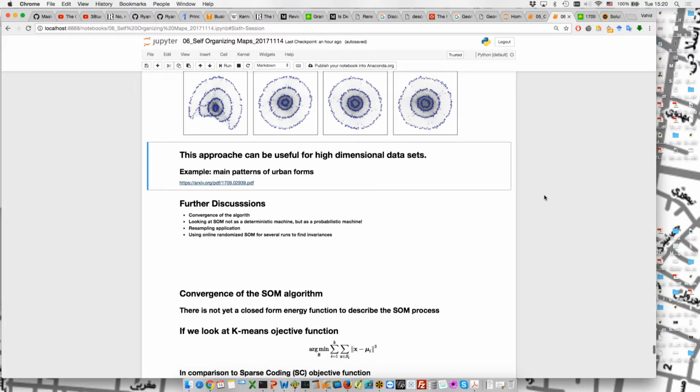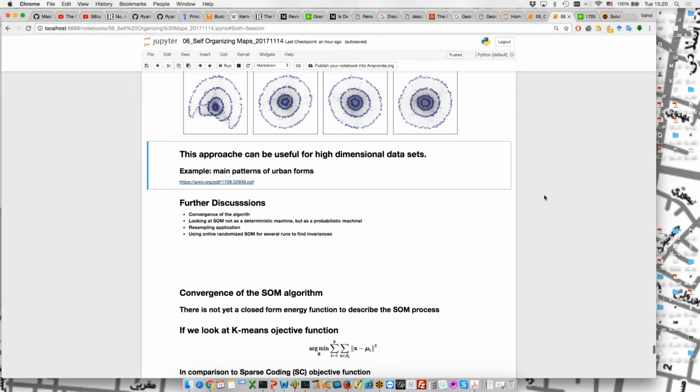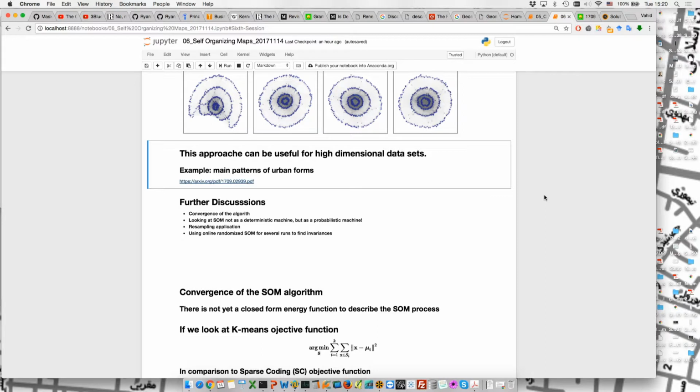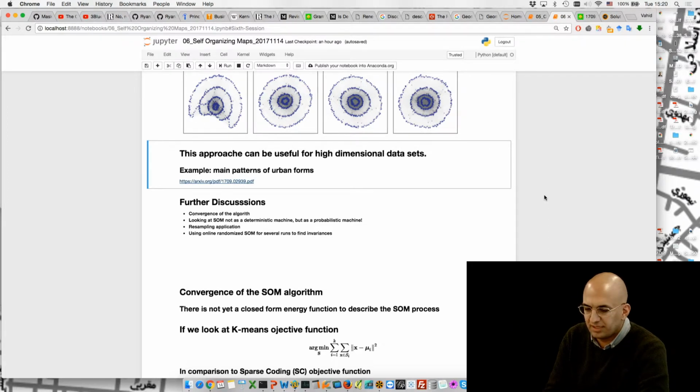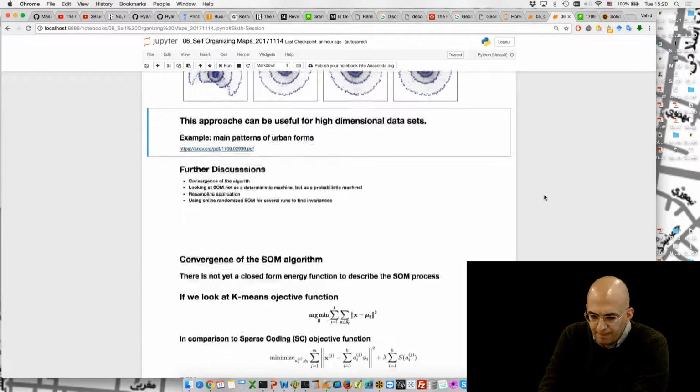There are some other ideas about convergence of the algorithm. There are some mathematicians who are interested to know how this is working. There is no theoretical proof that SOM is finding the best indexing or not, but it's not a problem for computer science because it's very pragmatic. Nevertheless, people are interested in this.